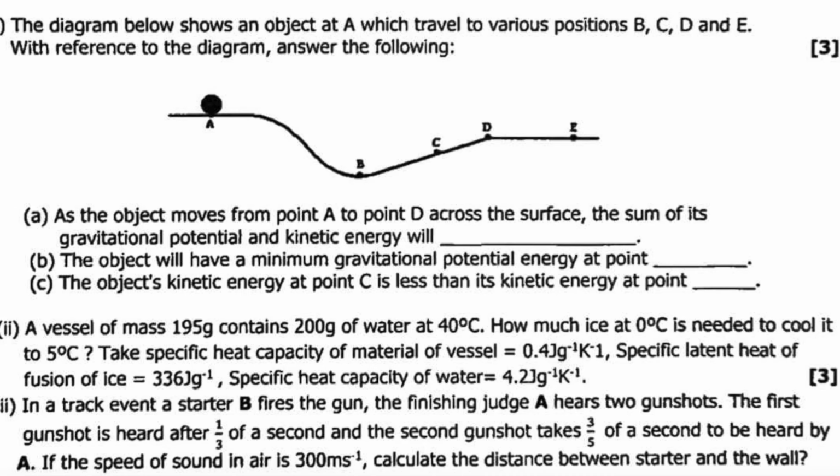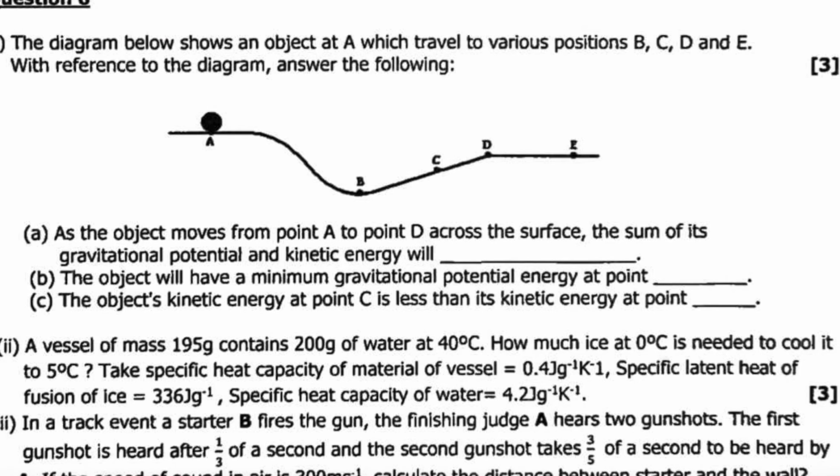Question number 6. The diagram shows the object A which travels to various positions B, C, D, E. With reference to the diagram, answer the following. The object moves from A to D across the surface.